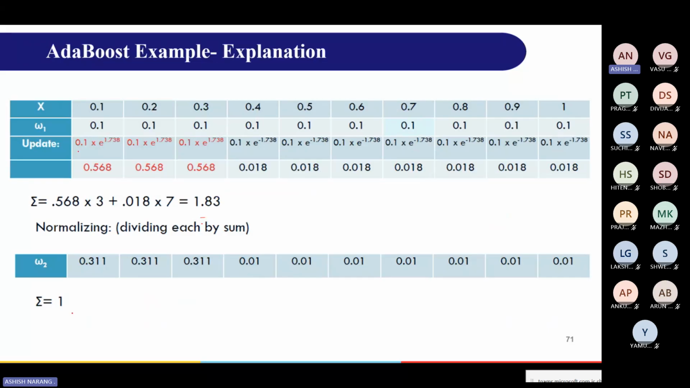The update happens as 0.1 into e raised to power 1.738, this model importance, right? And 0.1 into e raised to power minus 1.738, because we want to decrease their importance and increase its importance. So positive 1.738, negative 1.738. So proportionately increase those which are misclassified, proportionately decrease those which are correctly classified. So this is 1.83. If you normalize it, it will be 1.